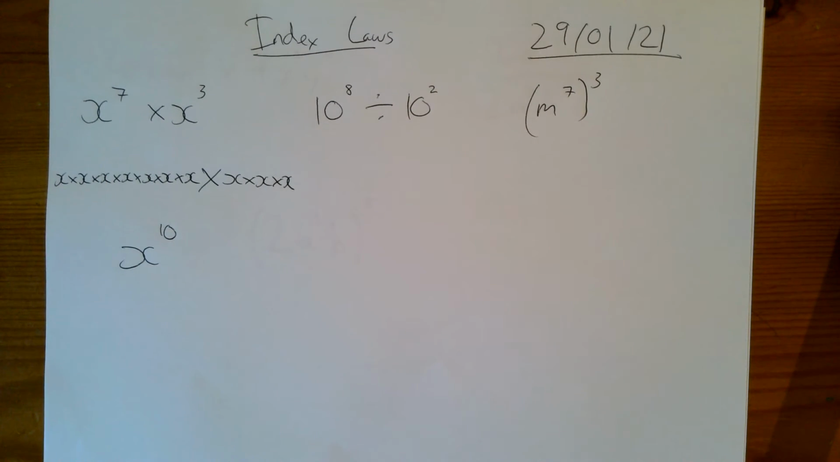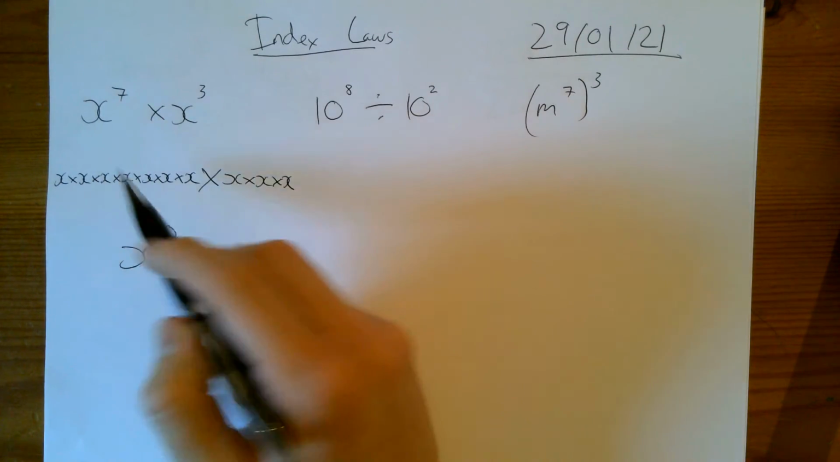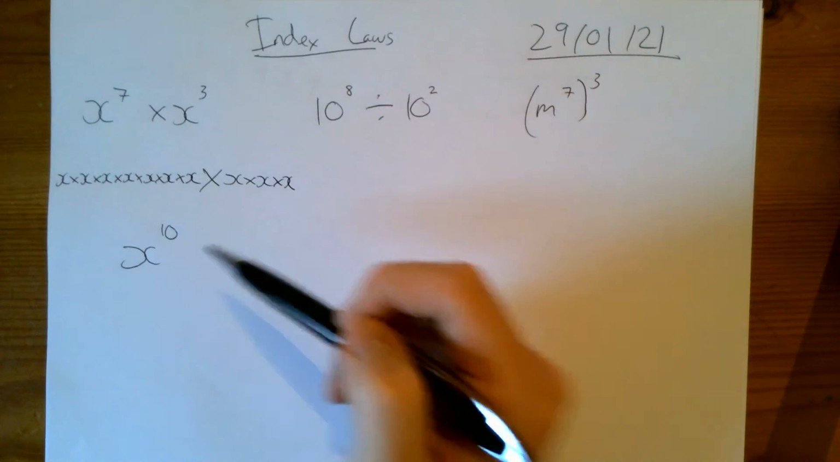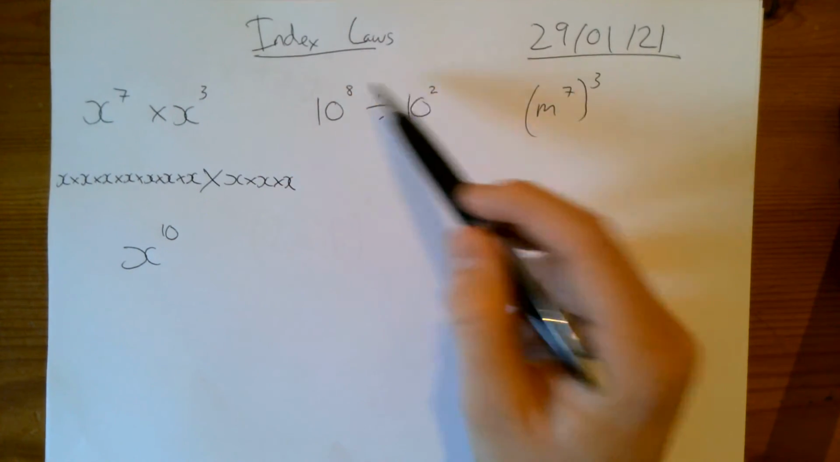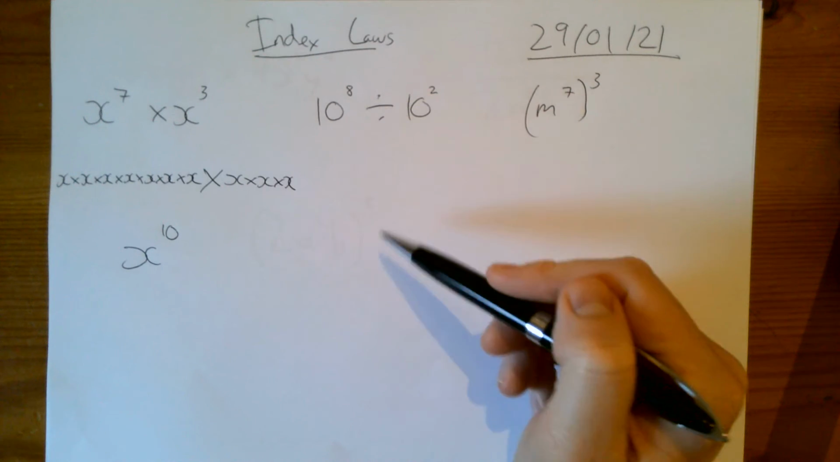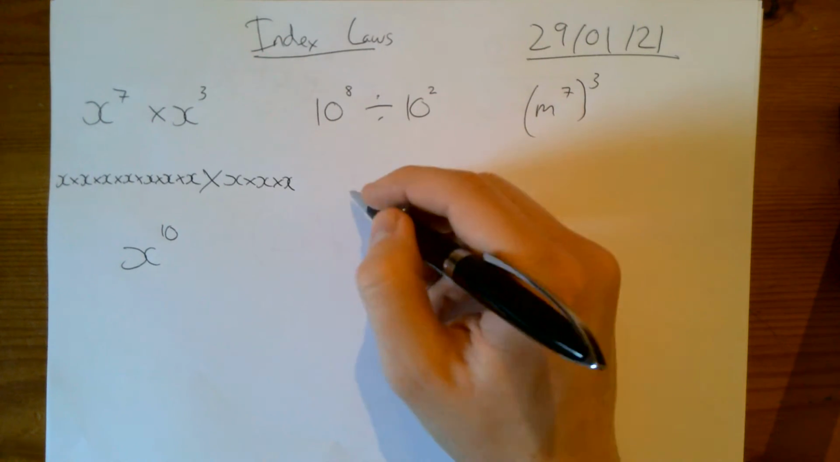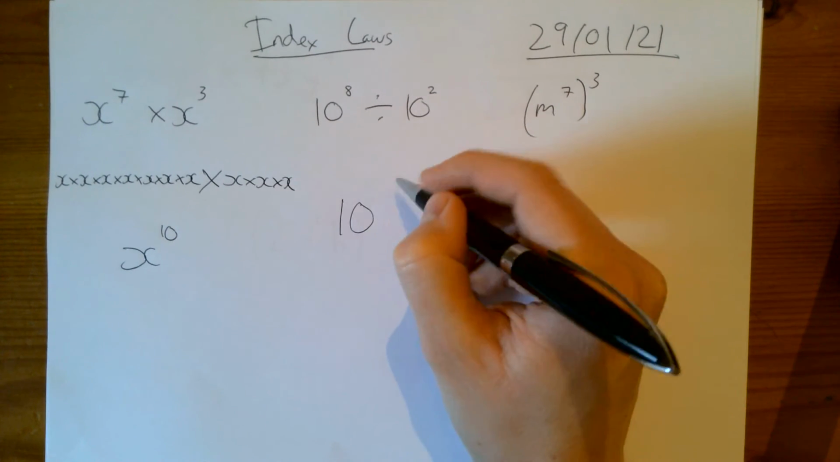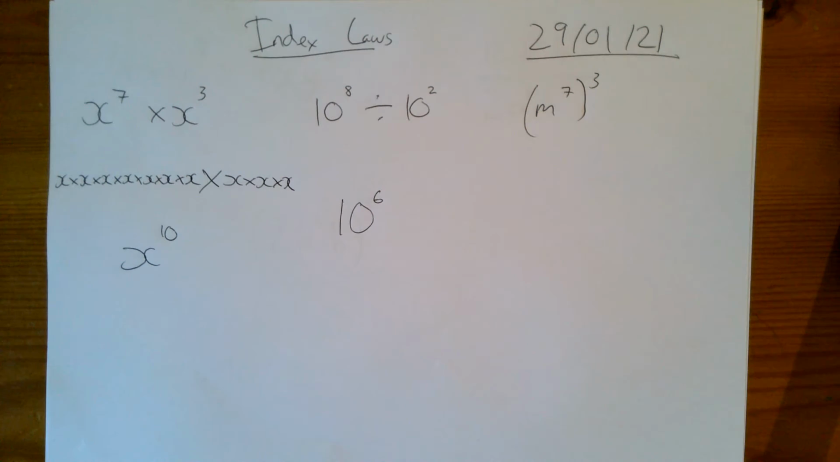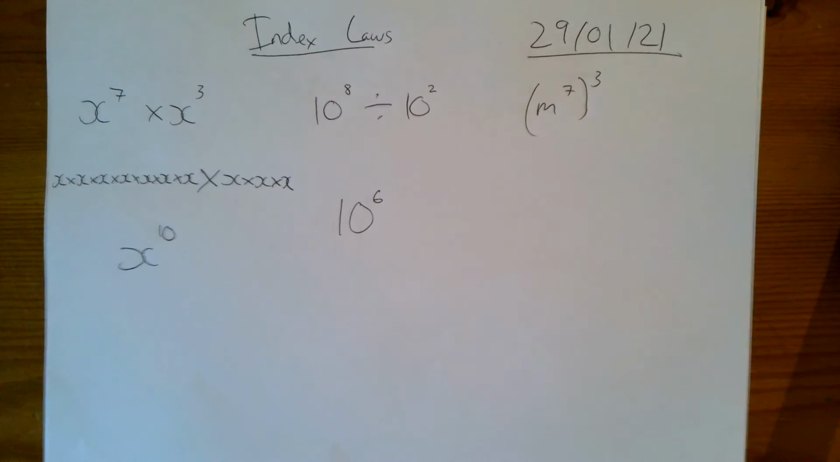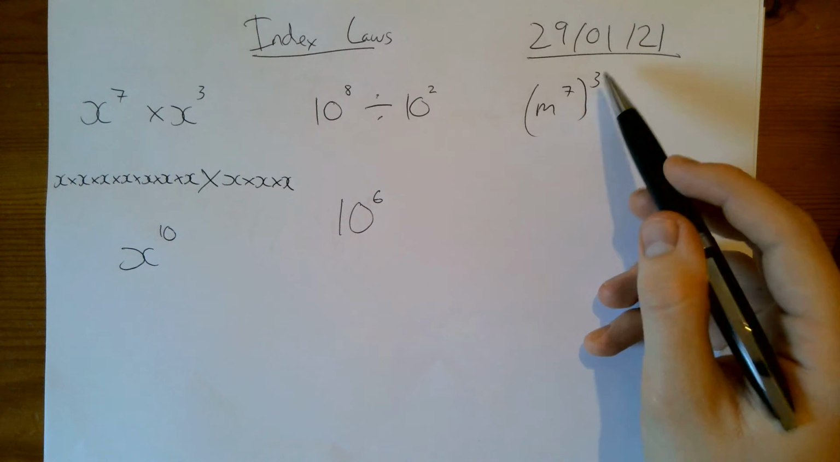And conversely, when you multiply the terms, the powers get added together. So when you divide the terms, we subtract the powers. 10 to the power 8 divided by 10 to the power 2 is 10 to the power 8 minus 2, or 6. And then the other key rule, m to the power 7 cubed.